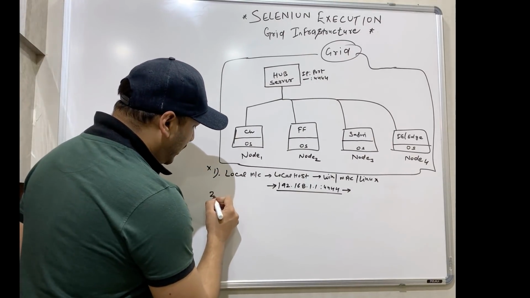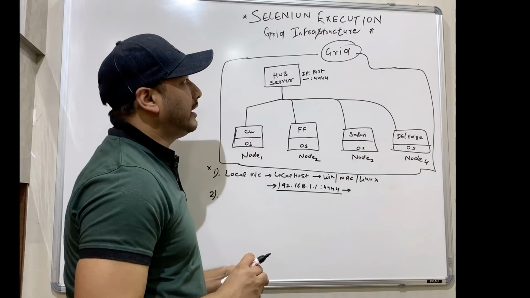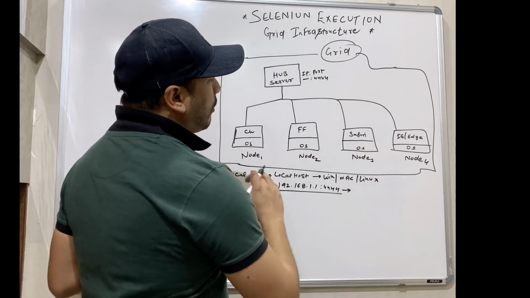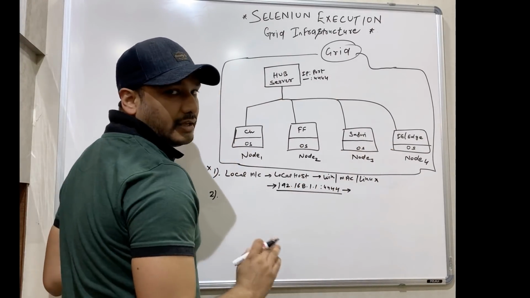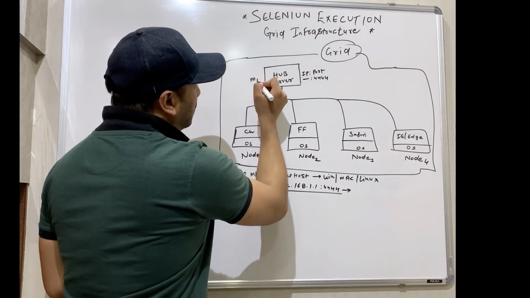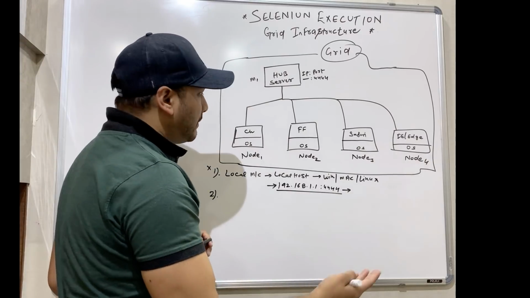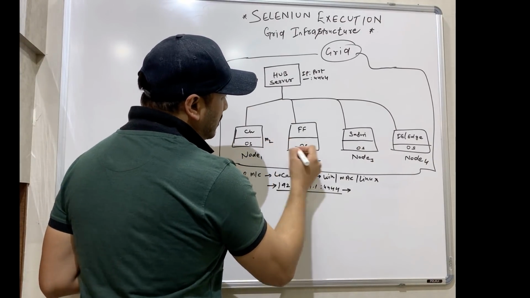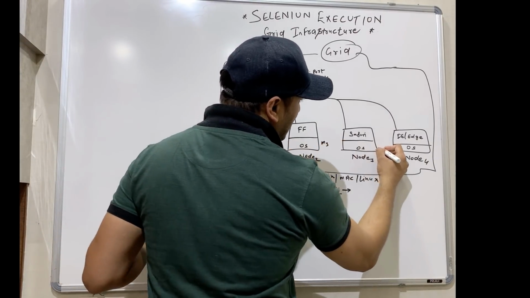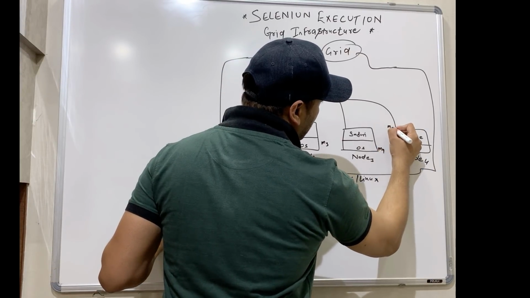Second thing is that you can ask the management and say, okay, I want 4 machines, 5 machines. Let's say this is machine number 1, a typical hardware. I want 5 laptops or 5 different machines. This is machine number 2, this is machine number 3, machine number 4, and machine number 5.